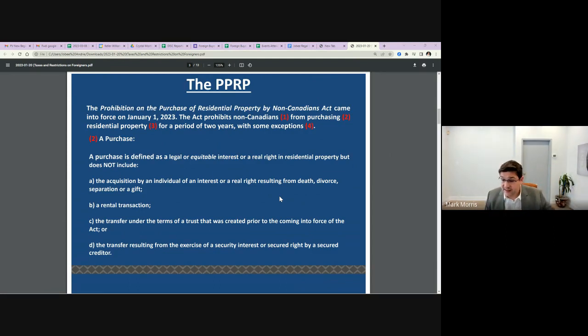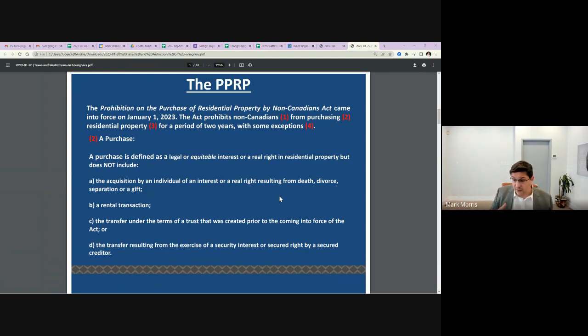So what you're telling me is that my father can go ahead and buy a property and then gift it to me? Technically, under the definition, that seems to be the case. I'm sure that they'll tighten it up as they go. I don't understand how it is that this was removed. And there are tax considerations when you do that, but it does seem that that is an allowance. It also doesn't include a rental transaction.